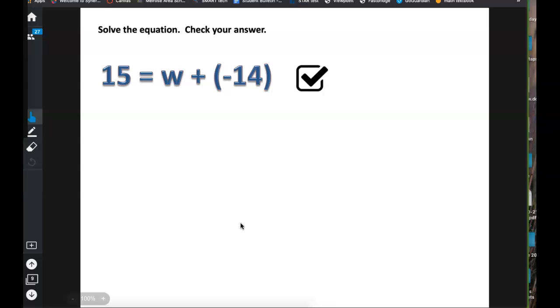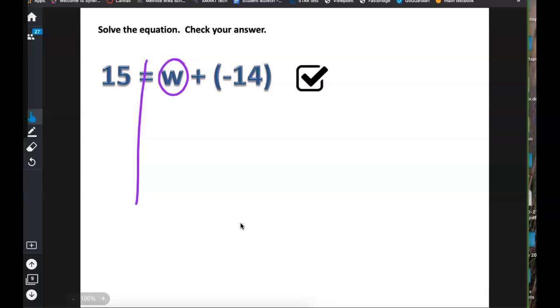Okay, take a look at this one. Somebody tell me what looks different about this problem. Equal sign on a different side. Yeah, it kind of looks like it's switched around. The variable's on a different side. It doesn't change what we do though. So if you write this in your notes, 15 equals W plus negative 14. We are still going to start by drawing a line by the equal sign and circling our letter. Okay, we need to get that letter by itself.